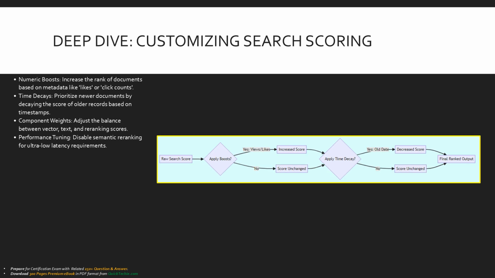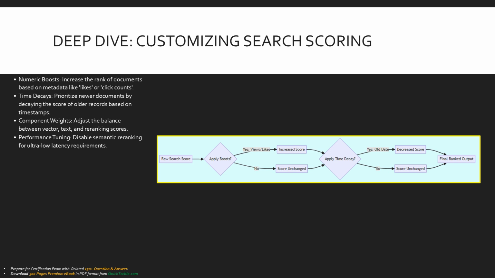While Cortex Search provides excellent default ranking, true enterprise mastery requires fine-tuning. We achieve this through scoring customization. You can drastically alter the final search results by applying numeric boosts. For example, if you are searching internal wikis, you can boost articles that have higher view counts or likes. Conversely, you can apply time decays. If you are querying news feeds or financial reports, you can configure the system to gradually decay the relevance score of older documents based on their creation timestamp, ensuring the freshest data floats to the top.